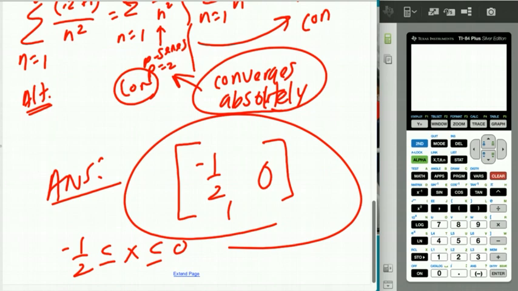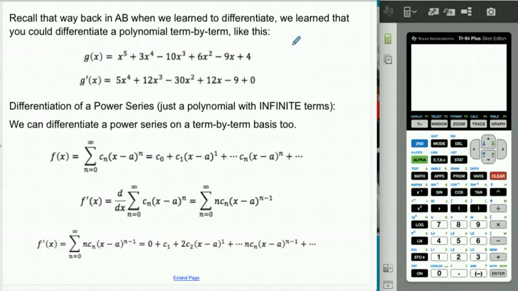All right, so recall that way back in AB, when we learned to differentiate, we learned that you could differentiate a polynomial term by term. For instance, if we had x to the 5th plus 3x to the 4th minus 10x to the 3rd plus 6x squared minus 9x plus 4, we could differentiate and get 5x to the 4th plus 12x to the 3rd minus 30x to the 2nd plus 12x minus 9 plus 0.